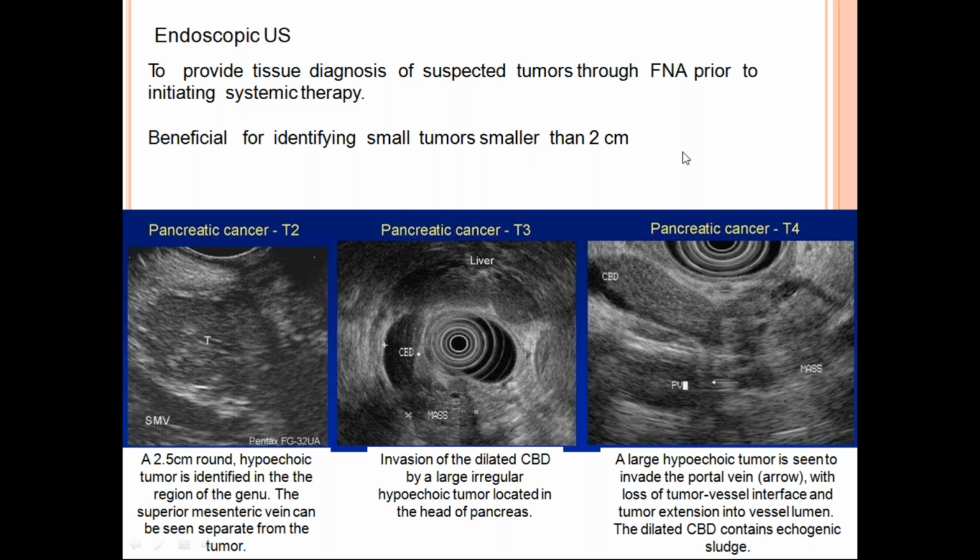Okay, if you can see here, this is the tumor and this is the SMV. You can see here, no, this fat plane is preserved. That means the tumor is not involving the SMV, so it can be resectable.